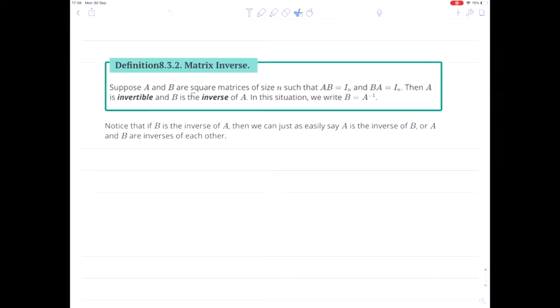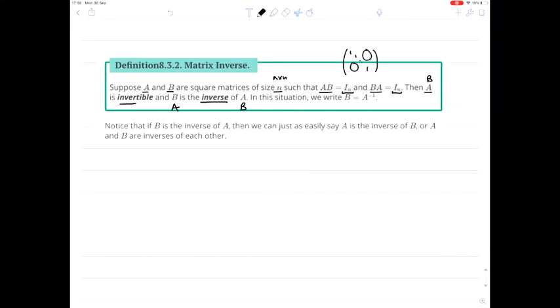If we have two square matrices of size n, so they're n by n, such that if we multiply them together in either order, we end up with the n by n identity matrix. So remember, this is the matrix which has ones on the diagonal and zeros everywhere else. Then we say that each of these matrices is invertible and they're the inverse of the other. The way the textbook is saying it is that A is invertible and B is the inverse, but similarly we have that B is invertible and A is the inverse of B.